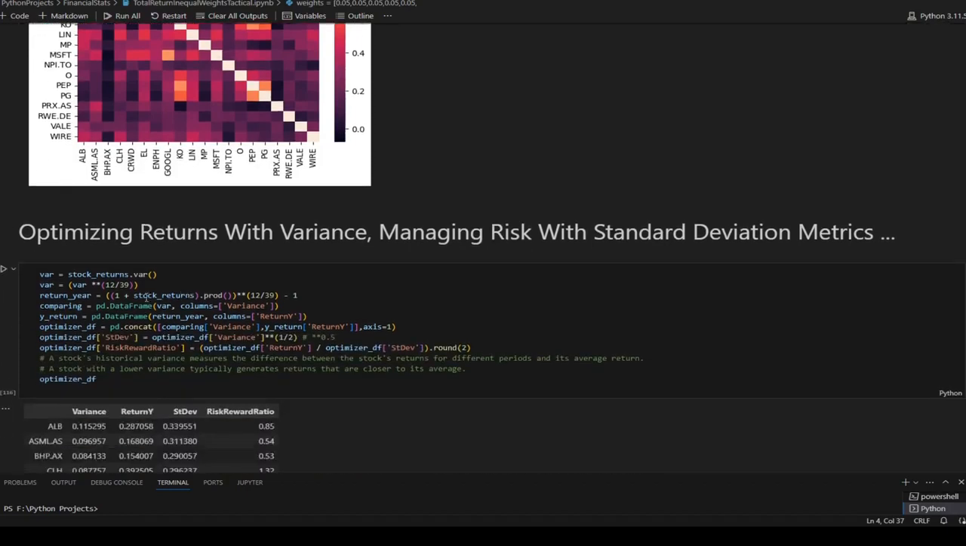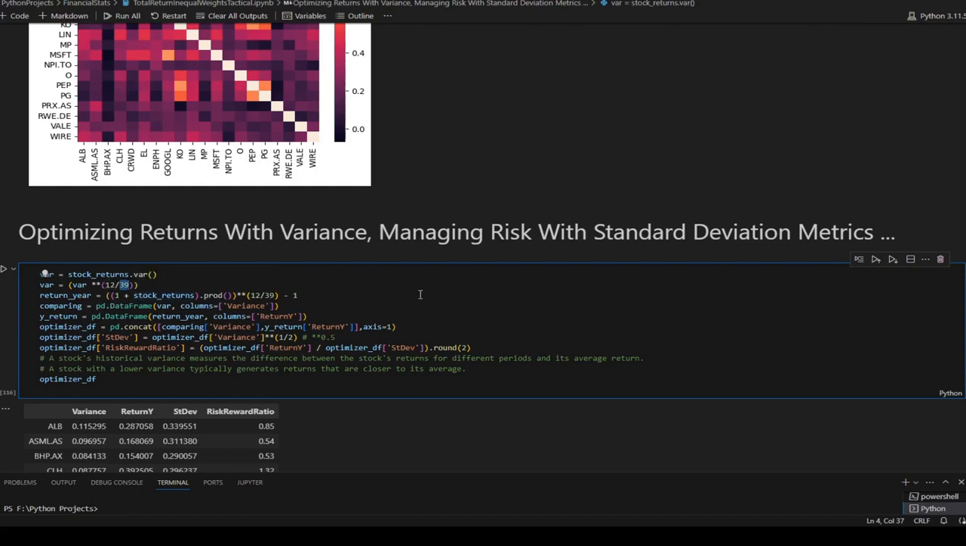Below I added some code and I will explain what the code is going to do. Here we're going to calculate the variance on the stock returns. We're going to raise the variance to the power of 12 divided by 39 to get a yearly average variance value. I'm using 12 divided by 39 because I have 39 months of data in my data frame and I want to have an average on a yearly basis. So I'm doing 12 divided by 39.